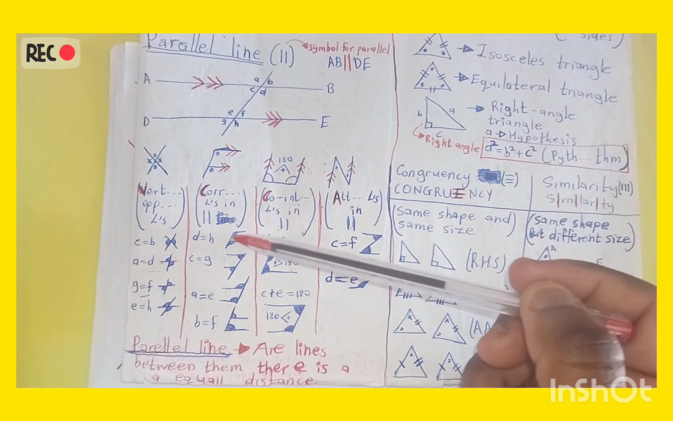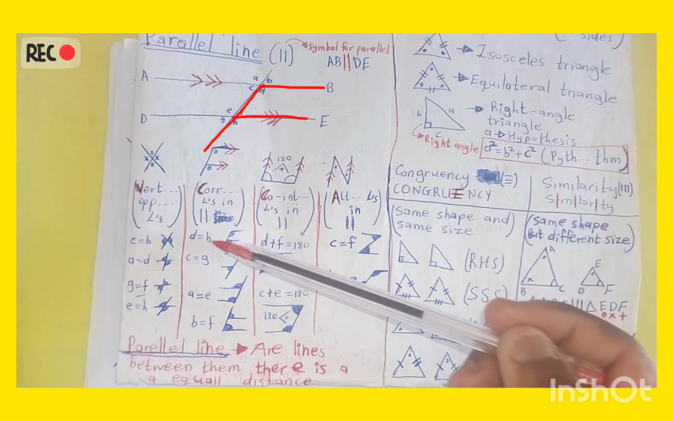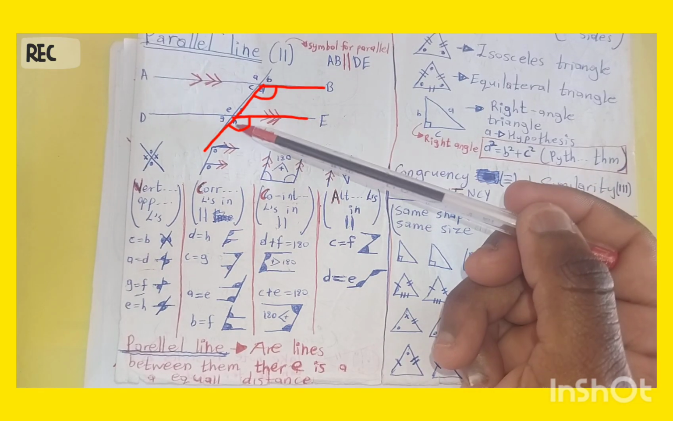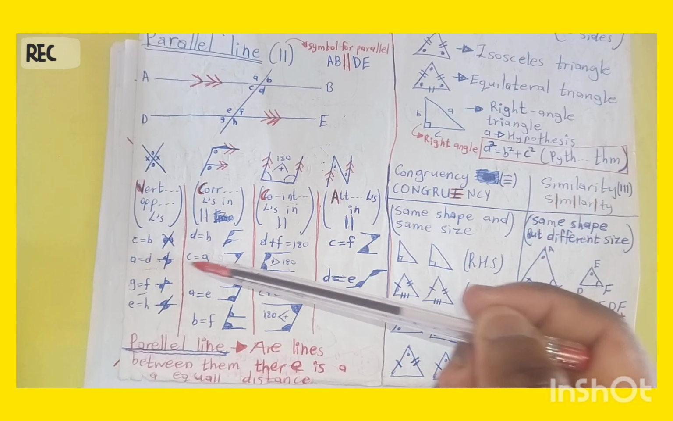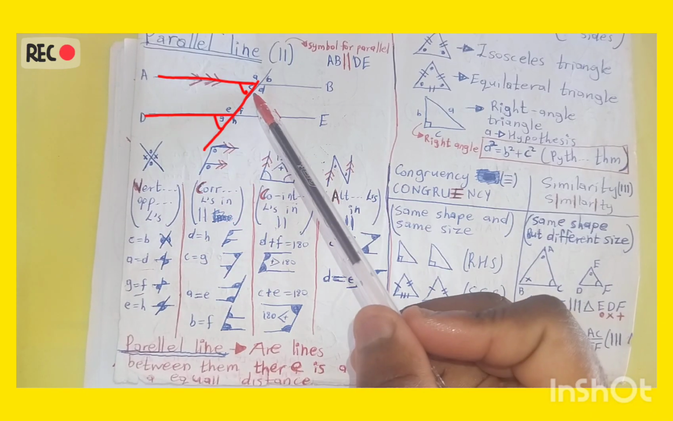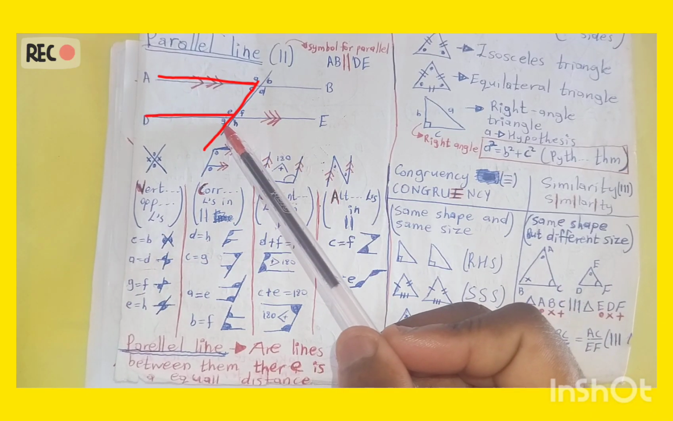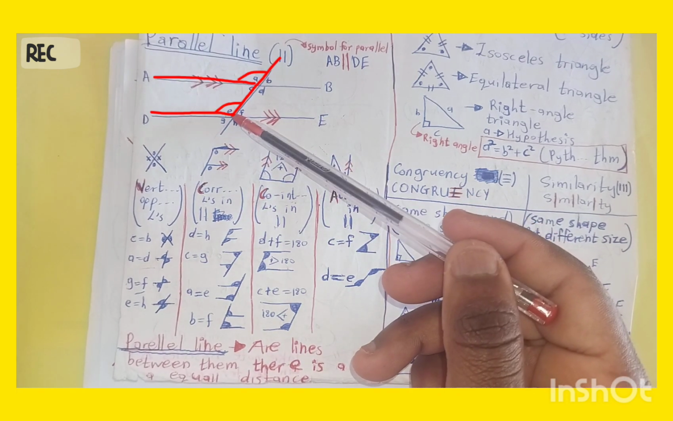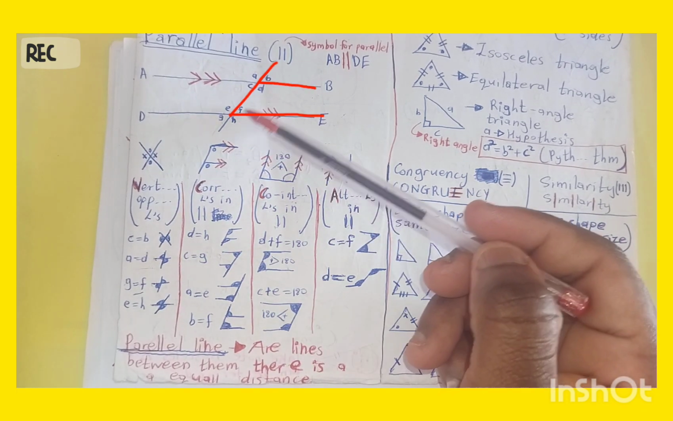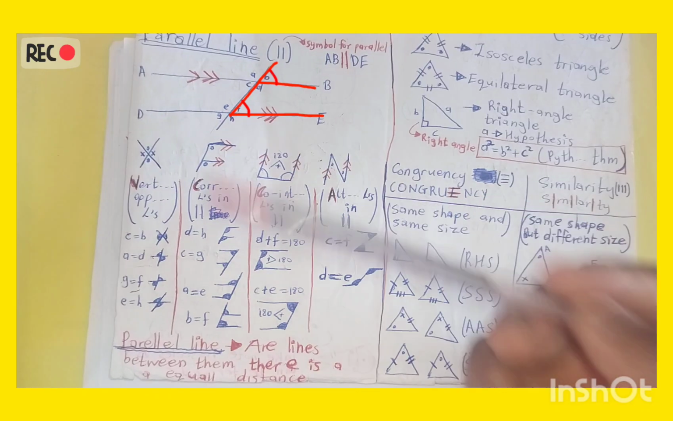If I apply that F there, it will tell me that D is equal to H. If I apply this F, it will tell me that C is equal to G. Then if I apply this F there, it tells me that A is equal to E. Then that one there, it's B. Where is B? B is equal to F there.